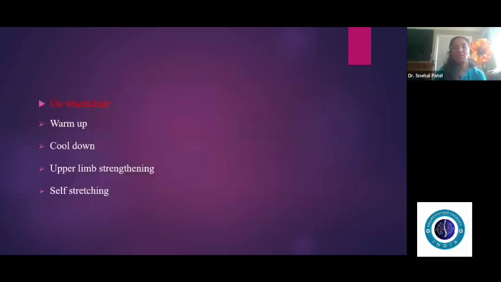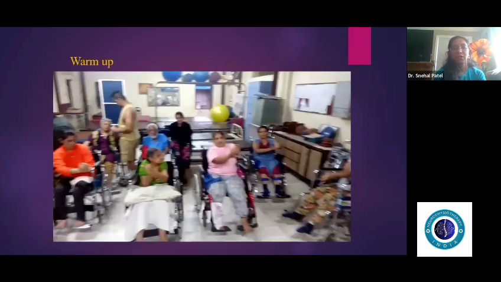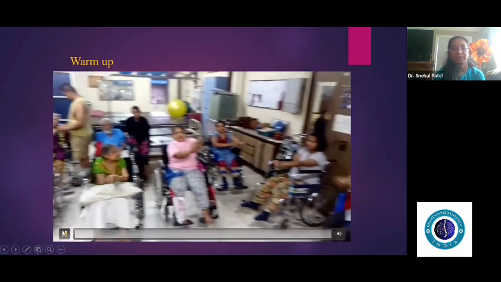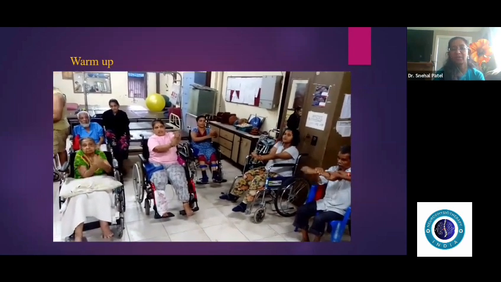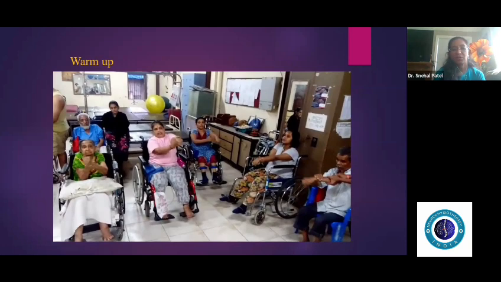On wheelchair, there are warm up, cool down, upper limb strengthening, and self stretching. So on the wheelchair, the warm-up can be the active or the assisted wrist flexion, extension, and wrist rotation. You can see in this video. The counting is also important. Let them be involved in a group. So let them count also.